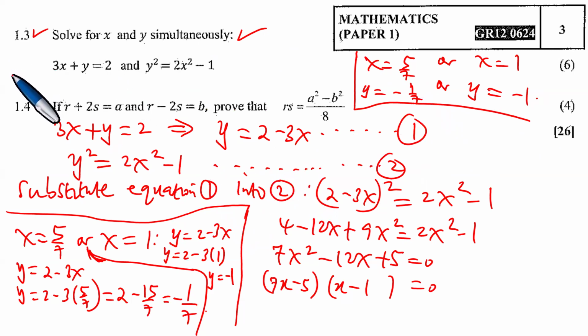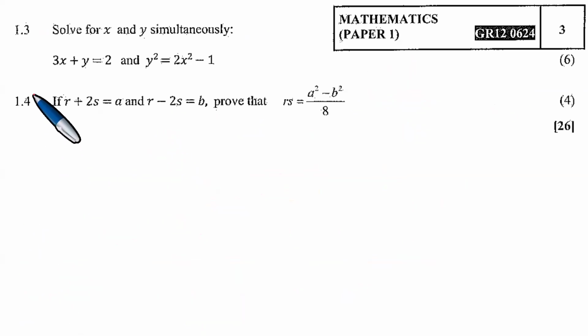That was 1.3, and we've solved it step by step. We proceed to the next question, 1.4. We're given that if the sum of r and 2s is a, in other words, r plus 2s is a, and r minus 2s is b, prove that rs is equal to that expression.